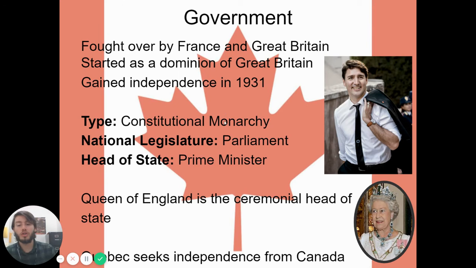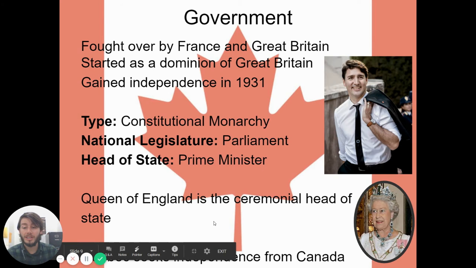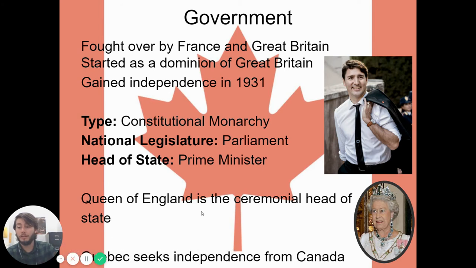They have a constitutional monarchy in Canada. Their national legislature is a parliament. They don't have a Congress, they have a parliament system. And the head of state, the executive, is the prime minister. They don't have a president, they have a prime minister. And the monarch of Canada is the Queen of England. So the Queen of England, Queen Elizabeth here, is still the Queen of Canada.